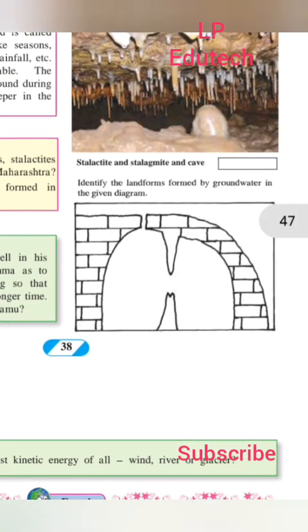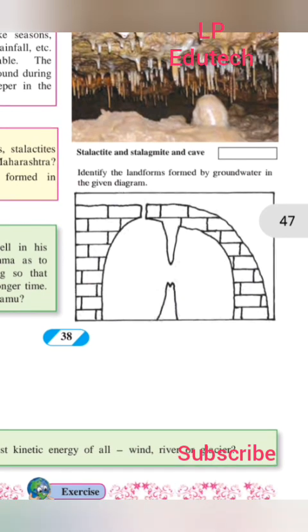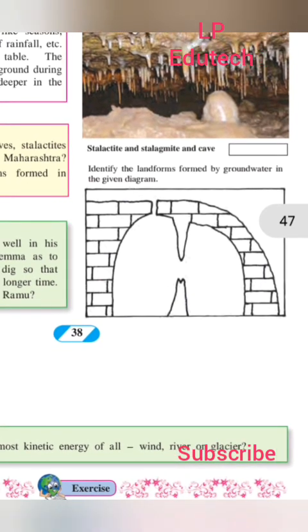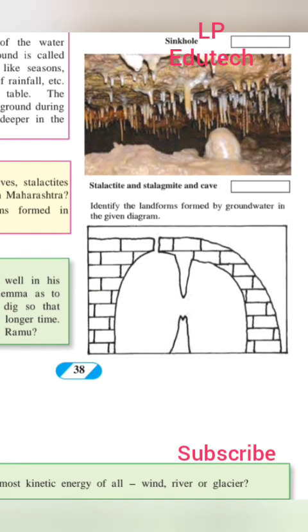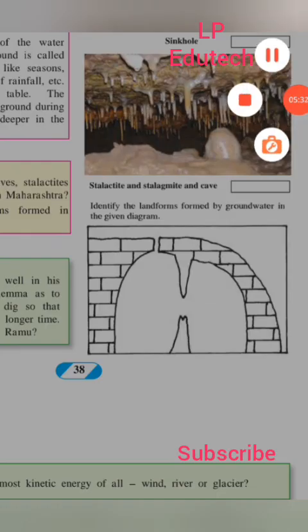Now the last one, identify the landforms formed by the groundwater in the given diagram. So this is called the stalactite and stalagmite cave. In this way the lesson is over.